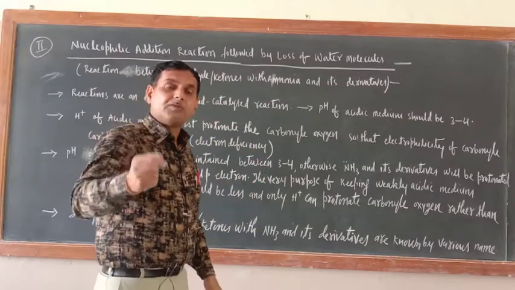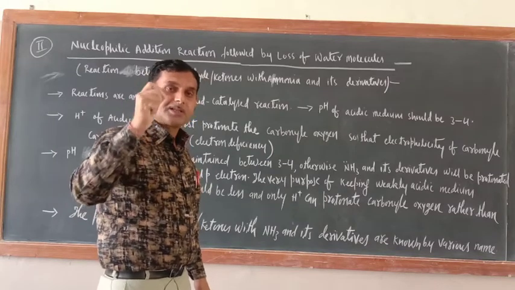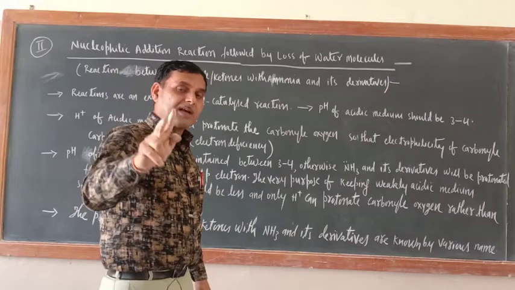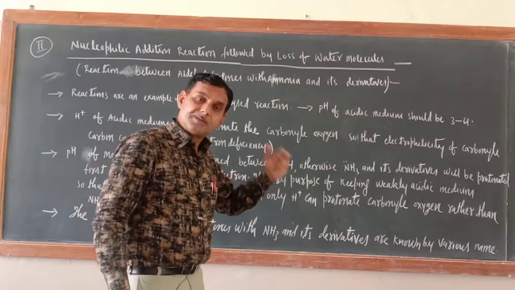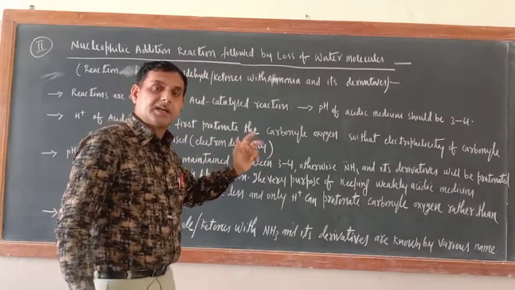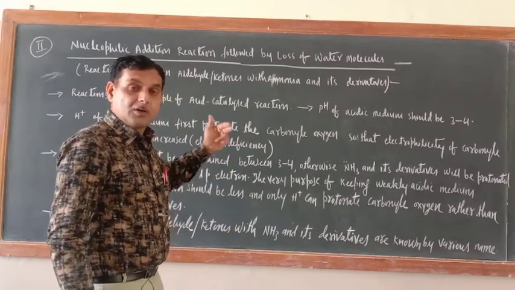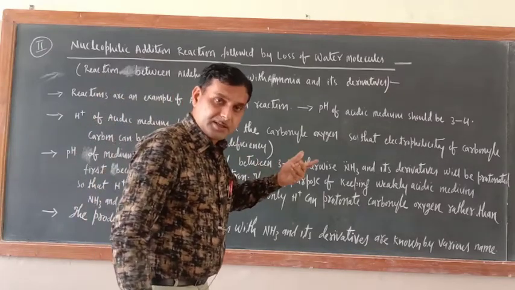And to be a nucleophile, what is the first and foremost condition? To be a nucleophile, the first and foremost condition is to have a lone pair of electrons. That is why they attack the electrophilic center, meaning the electron deficient center. But here one problem is there. Ammonia and its derivatives are weak nucleophiles. So when the nucleophile is weak, the process of mechanism is different.